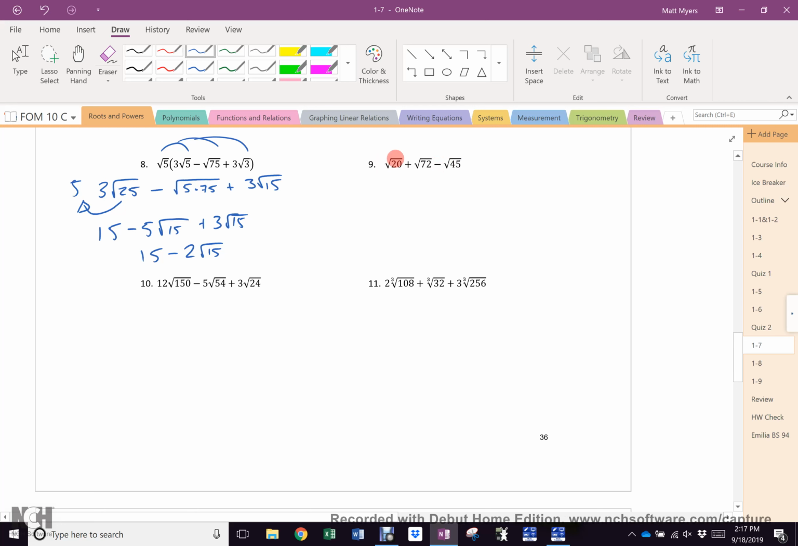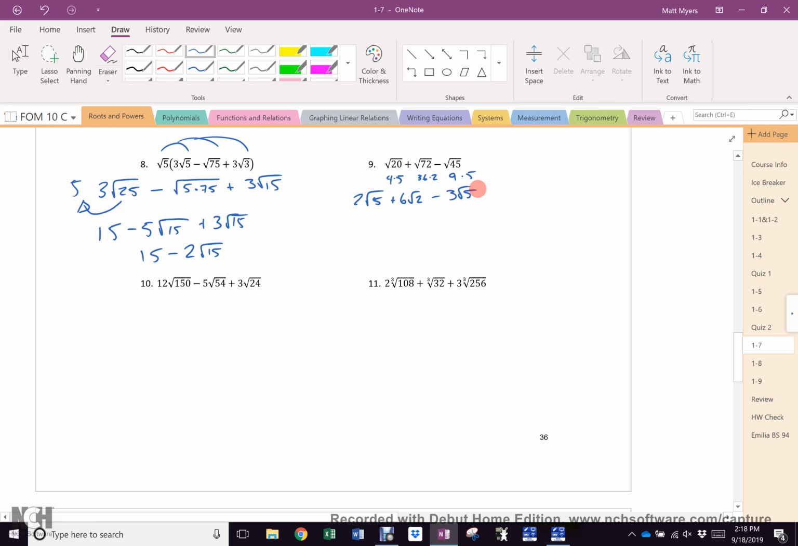This one. Can I add those right now? No, because they're all different. But they all break down, don't they? 20 is 4 times 5. What's coming out? 2 root 5. 72 is 36 times 2. What's coming out? What's square root of 36? 6 plus 6 root 2. 45 is 9 times 5. What's coming out? 3 root 5. Does any of that go together?